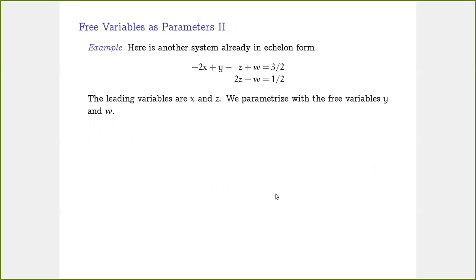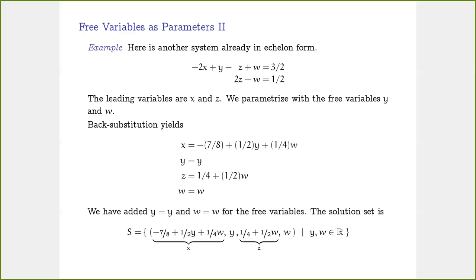Here's another echelon form system. The leading variables are now x and z, and the free variables are y and w, and we'll parameterize with those two variables. So we're doing back substitution still. If I solve for z in terms of w, put that in here, and solve for x in terms of y and w, I get the following equations. And I've added two equations for the free variables, y equals y and w equals w.